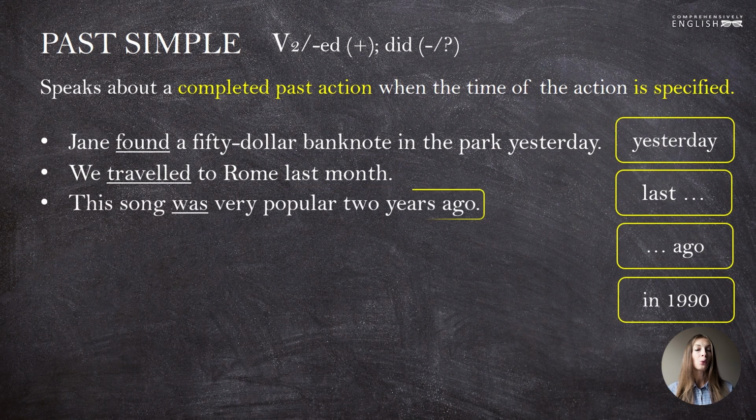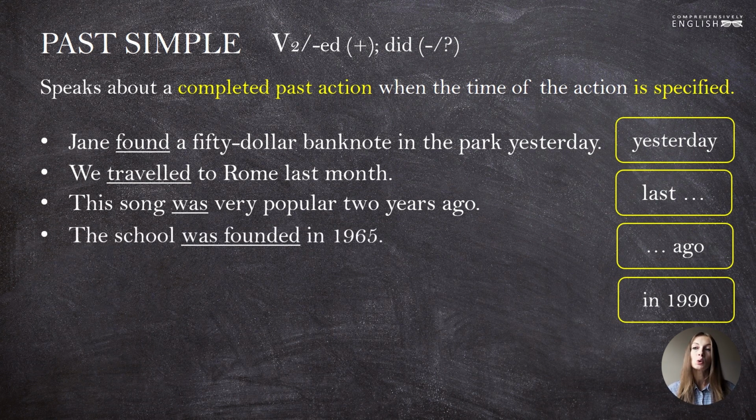Again, we see "ago," and this is our marker. This is what helps us identify what tense we should use. We should use the past simple tense. This song was very popular 2 years ago, and we don't know whether it is popular now or not. It is not important. What is important is that we are talking about a specific moment or period of time in the past. And the last example here: this school was founded in 1965.